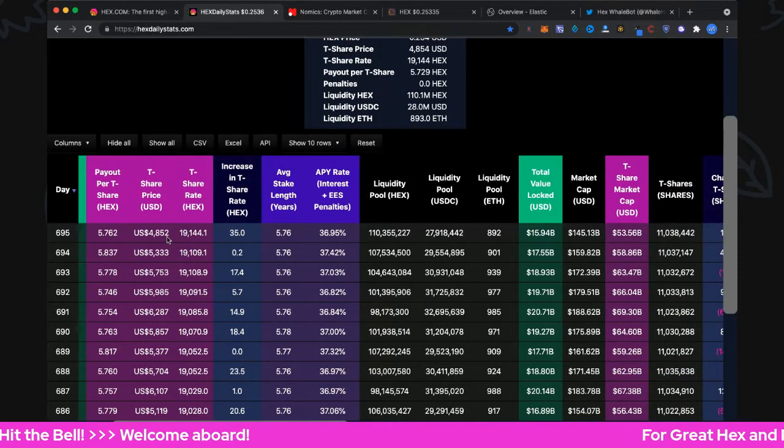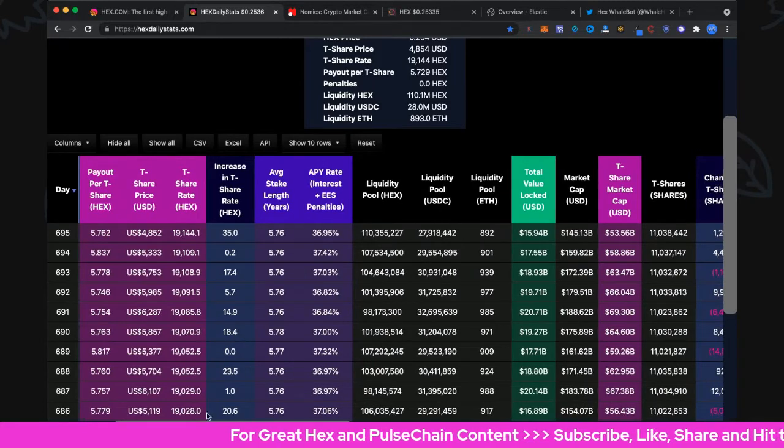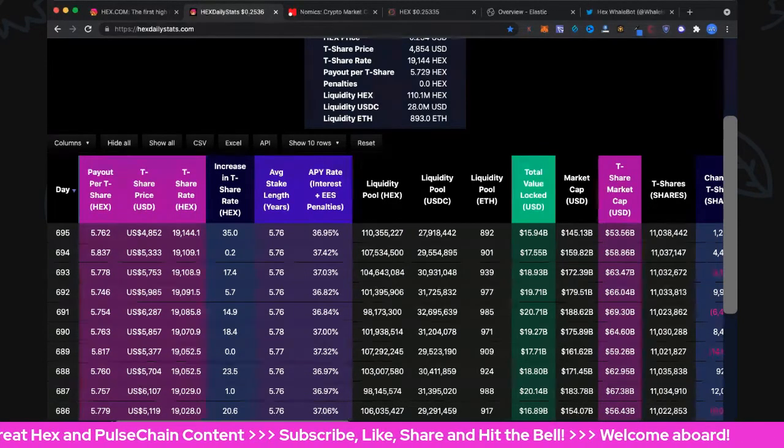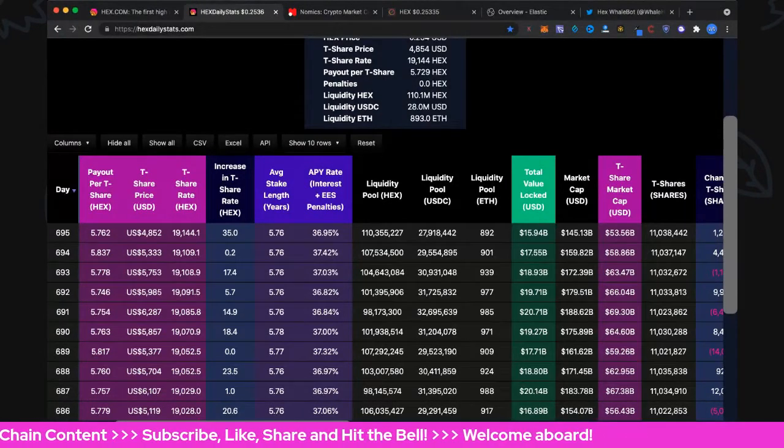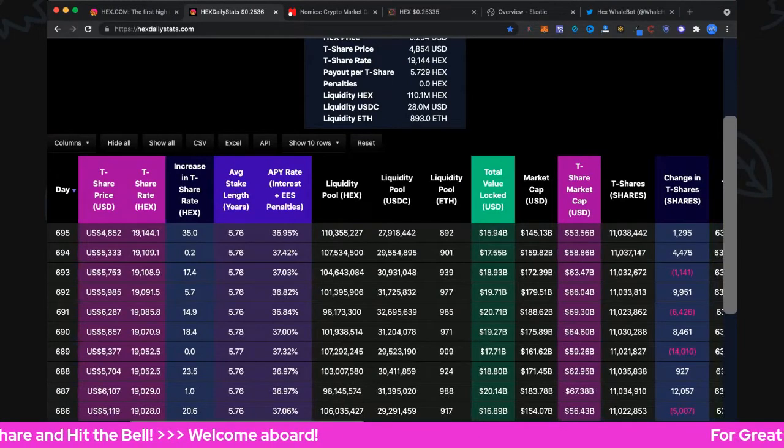T-share price 4,852. As I say, the lower the price, obviously, the better, the more T-shares you can get. So if you're wanting to pick up that stake and get that sweet return, remember it's somewhere like 40% or more, that's interest plus penalties. So the base interest rates are around about 36-37%.